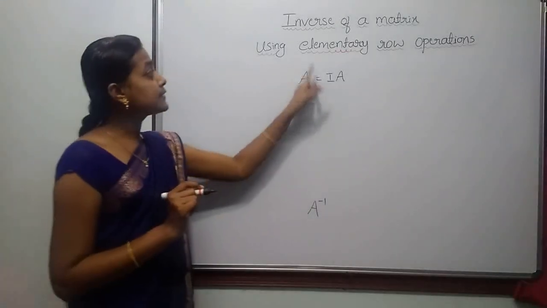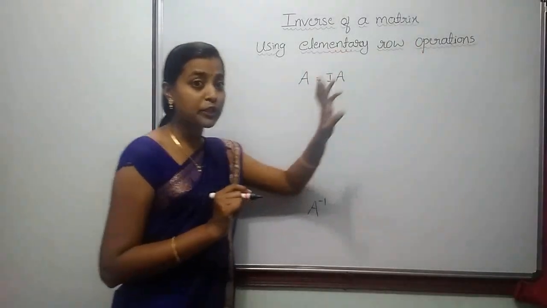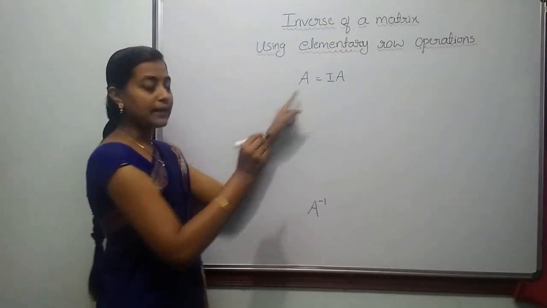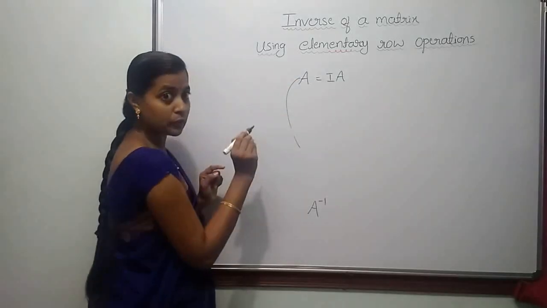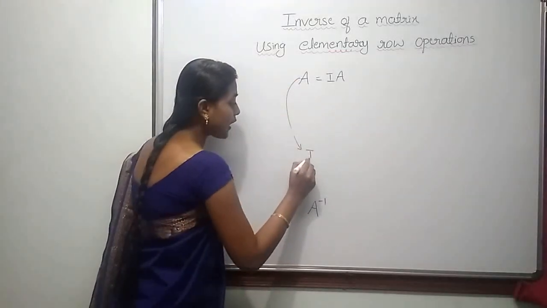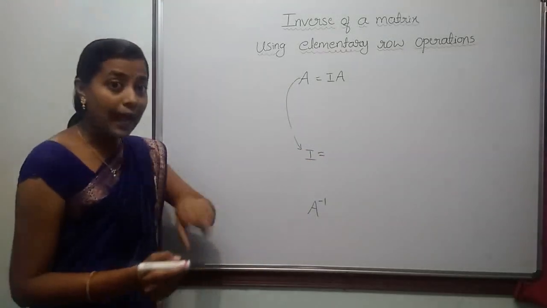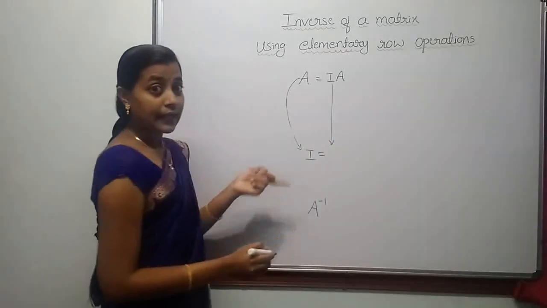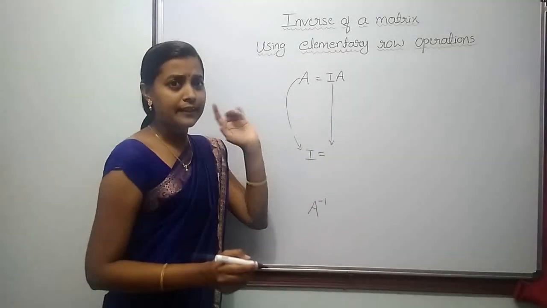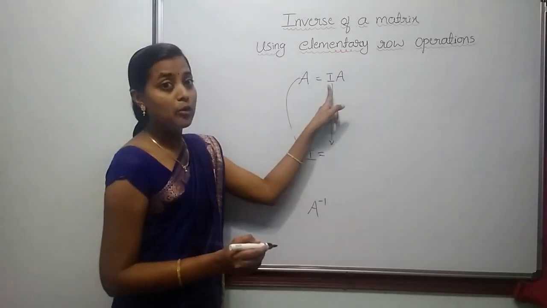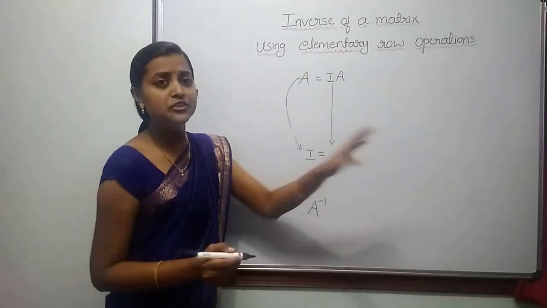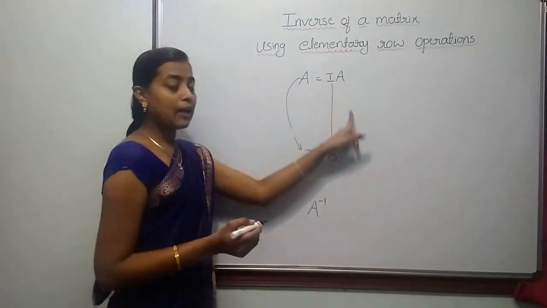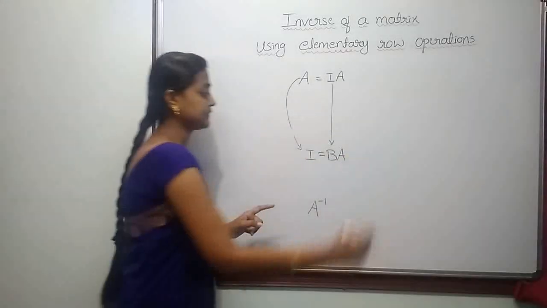Now, apply sequence of elementary row operations on this equation in such a way that this matrix A in the LHS of the equation gets reduced to identity matrix and the matrix I in the RHS of the equation gets reduced to any other matrix. After applying the operations on identity, this will change to another matrix, say matrix B. And we have to keep this matrix A as it is.